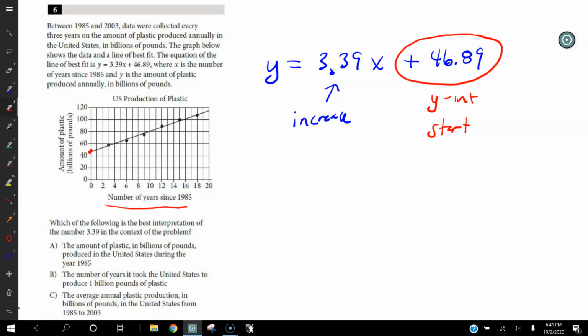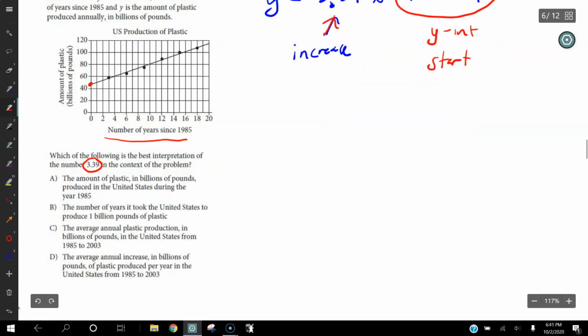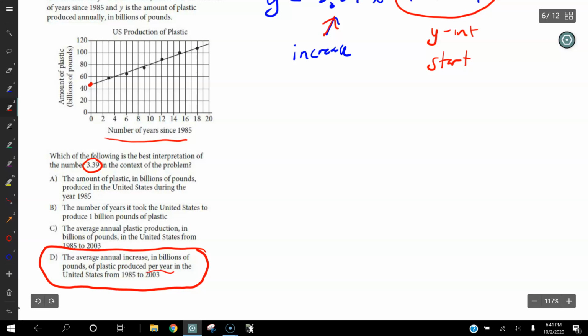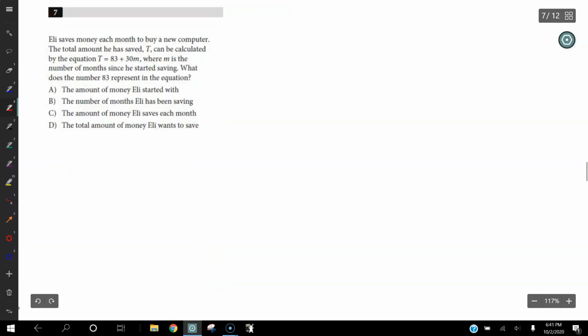So the question says, what's the best interpretation of 3.39? Well, that's the increase, and it's the increase per year. So if we look at this, the average increase per year, it looks like it's going to be right here. Average increase per year. So the correct answer there is D.